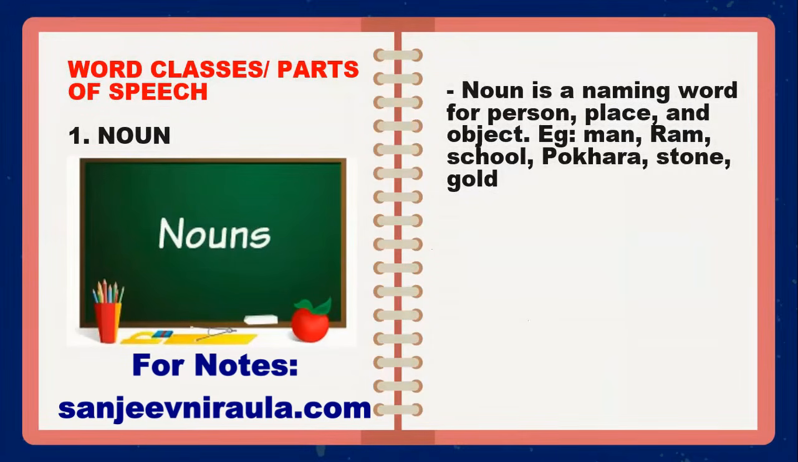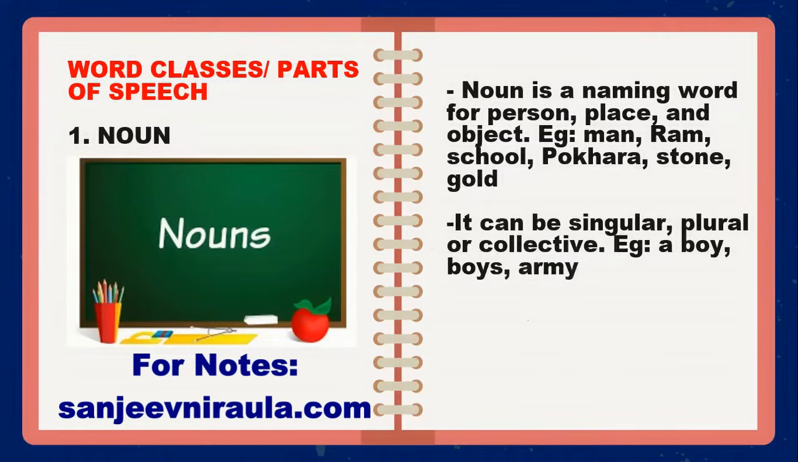अथवा सजिलो भाषामा भन्नु पर्दा दुनियामा जतिवटा कुराका नाम छन् नि, नाम भएका सबै कुरा नाउन हो. मान्छे हुन सक्छ, ठाउँ हुन सक्छ, अब्जेक्ट हुन सक्छ. Or it can be singular or plural or collective. Boy, singular, boys, plural, and collective, army, it's a collective word.